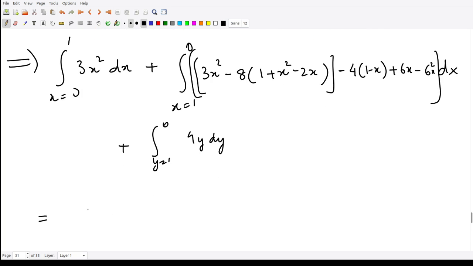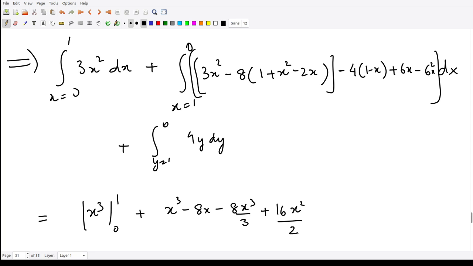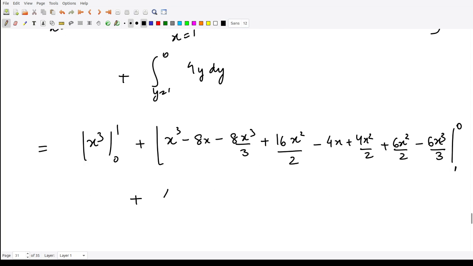So when you solve this, it would be x cube, and x cube varies from 0 to 1. Then when you solve the next one, it would be x cube minus 8x cube by 3 plus 16 x square by 2 minus 4x plus 4x square by 2 plus 6x square by 2 minus 6x cube by 3, right? And the limits here vary from 1 to 0, and the last term is 4y square by 2, and the limits here vary from 1 to 0.